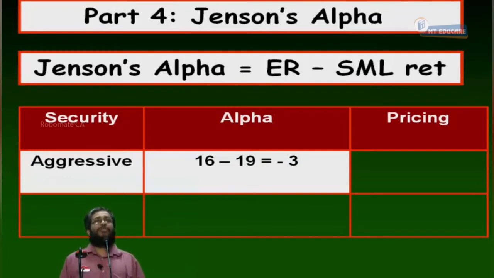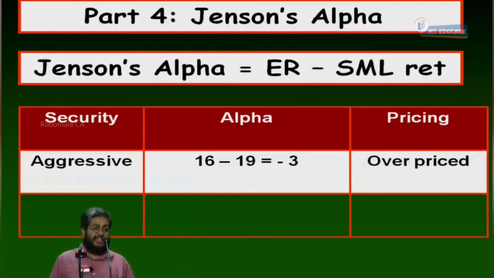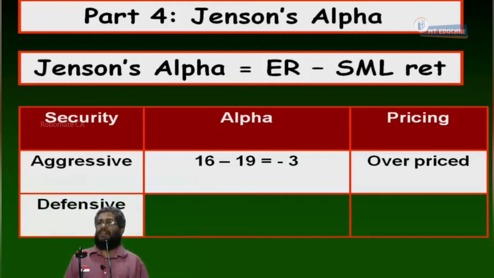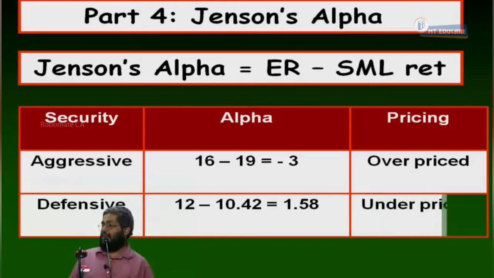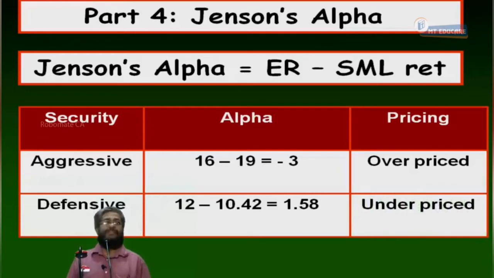Negative alpha: bad stock. Is it underpriced or overpriced? Overpriced. The pricing is high. Defensive stock: I expect 12, but I want only 10.42. Expected minus SML, 12 minus 10.42, is 1.58. Underpriced or overpriced? It is underpriced.